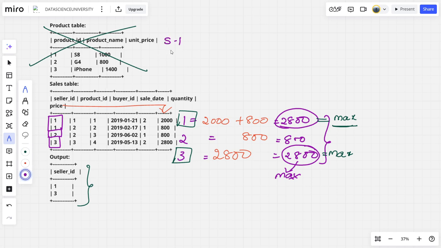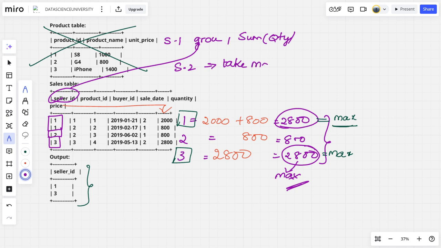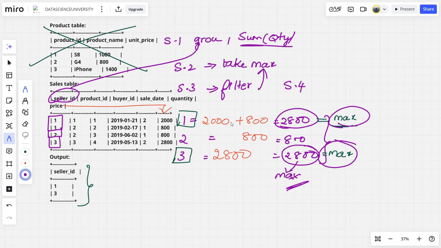So what you need to do here? Step 1: group by the seller ID column and calculate the sum of the price column. What is step 2? We need to take the max value. What is step 3? We need to filter for the max value in the total sum column. What is step 4? We don't require all the columns, we require only the seller ID column, so select only that. Okay, so let us do everything step by step in code.